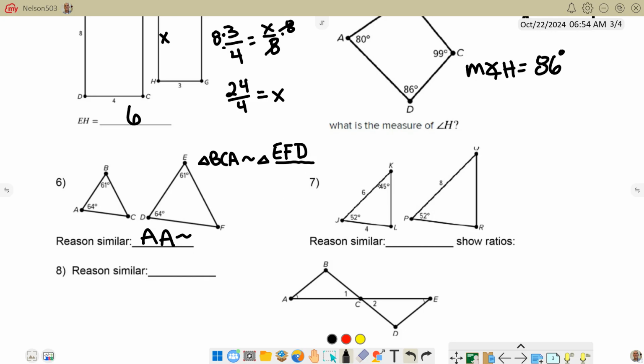Number 7. Well, here we don't have two angles over here matched with two angles over here. You might say, well, it has to be 45 up here. Well, how do we know that?